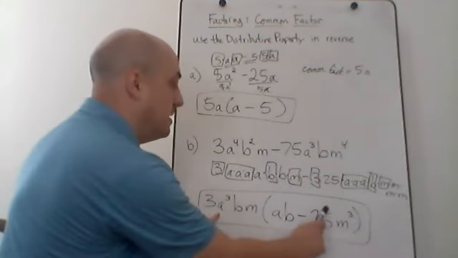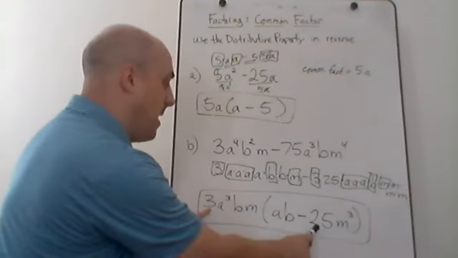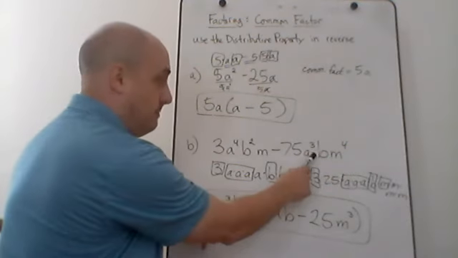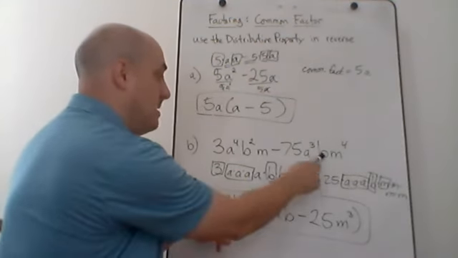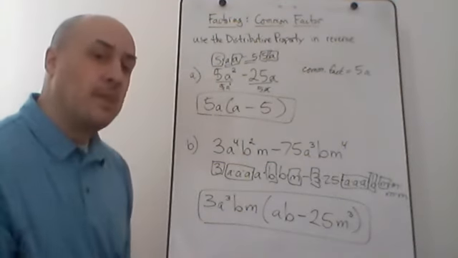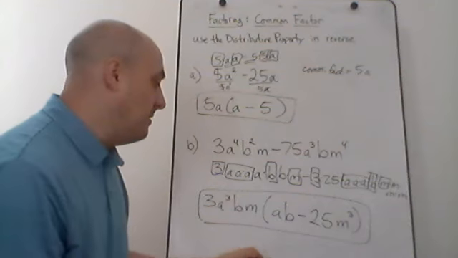If I distribute it to this second thing here, the 3 times the minus 25 is going to be minus 75. The a to the third is a to the third. The b is the b. The m times the m to the third is the m to the fourth. And it all checks out, so I know that I have the correct answer.